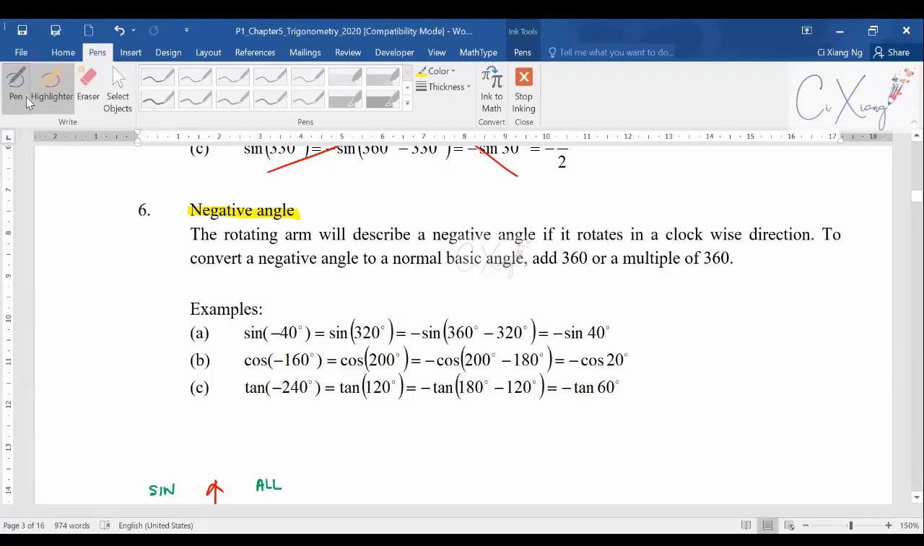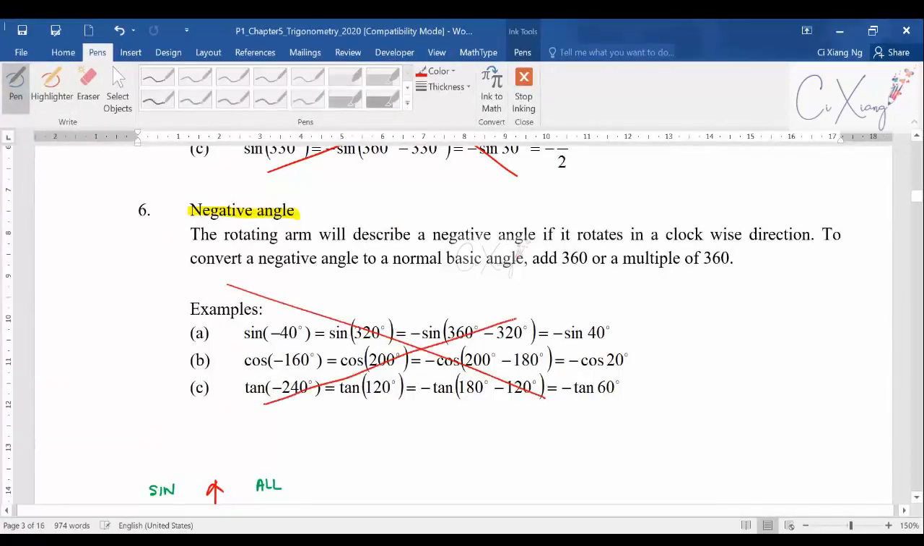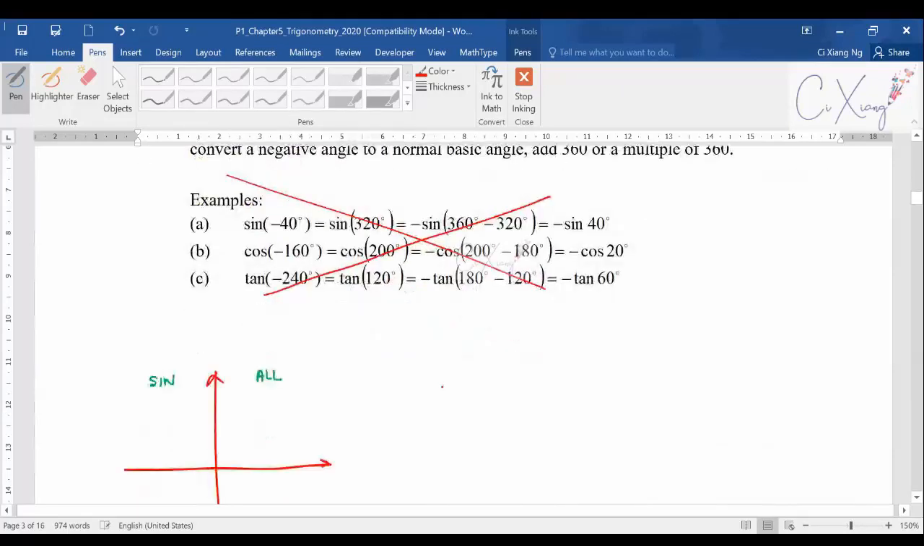Again, the steps that I show you later might not be very similar to what they write out here. This is one of the methods. It doesn't mean that it is wrong. It is still correct, just that it is another method suggested by some other reference book. For me, I still use the idea that we learned in the previous video to find the value for a negative angle. So let's have a look.